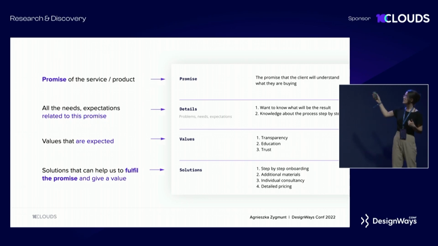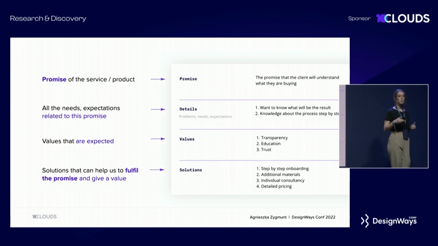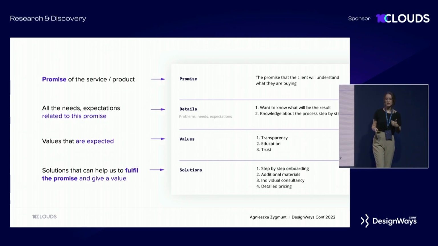So as you can see, we have a specific order. We are talking about the promise first. Then we're talking about the details related to the promise. And we are talking about the values, something that is at the end. And after this, we are thinking about the solution. So we know why we are doing this, we know what the end goal will be, and then we are thinking about this middle part, because having promises and values supports us in thinking about the right solution, because the solution needs to help us fulfill the promise and give value. So we need to know what we will be fulfilling and what we want to give at the end.